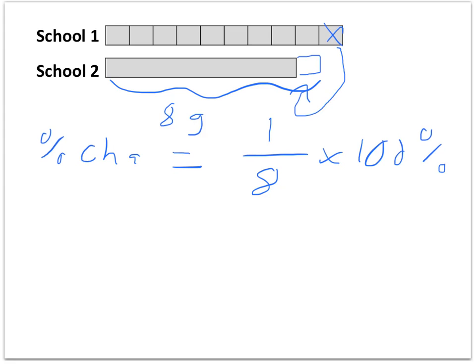And then we just have to do that in arithmetic, and if we do 1 divided by 8, we know how to do that arithmetic, so we'll skip the details. This comes out to be about 13.3%. So school 2 increased by 13.3%. They went from 8 groups up to 9 groups. That's a change of 13.3%.